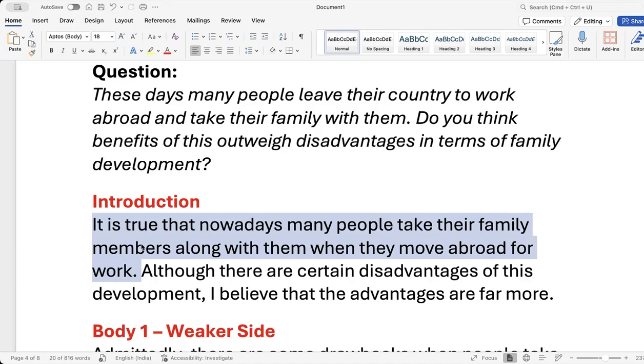That's what I've written here. Sir, what are the important points that we have to keep in mind while we are writing the advantages and disadvantages essays to score high band scores, sir?